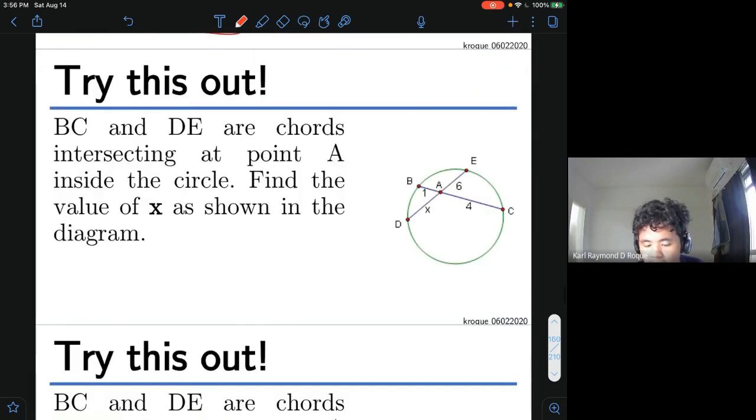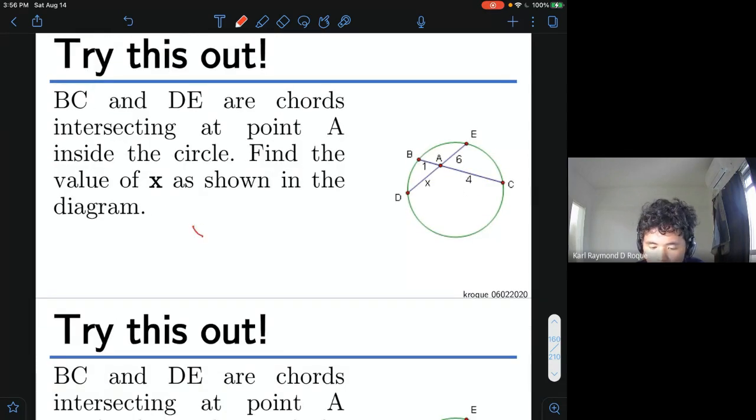Ito, next one, ganun lang din. Madali lang ito. Power of a point, x times 6 equals 1 times 4. x equals 2/3.